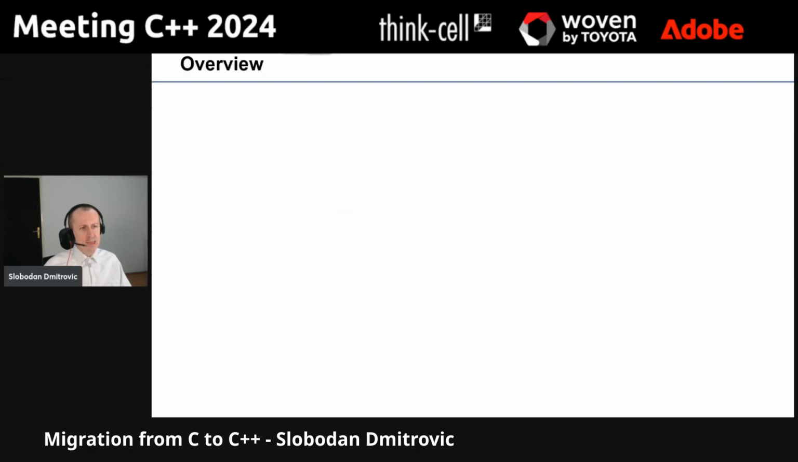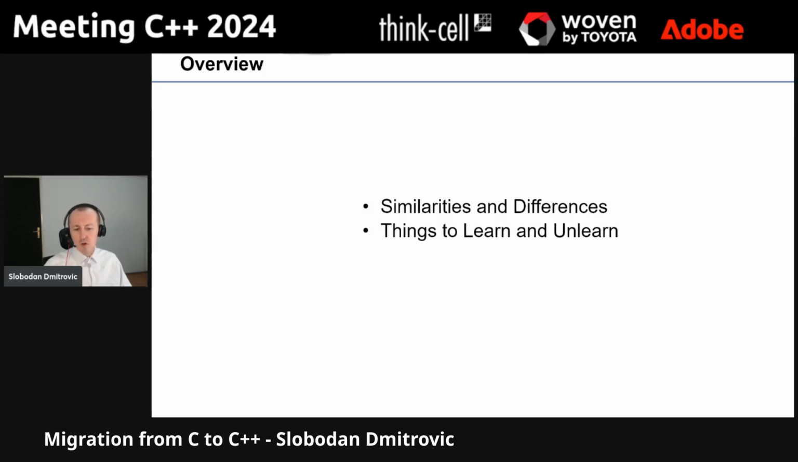Okay, so let's provide an overview of this talk. We will explore similarities and differences between two languages. We will also talk about things to learn and things to unlearn when moving from C to C++. And I will do my best to provide a couple of learning guidelines so that our transition from C to C++ is as smooth as possible, shall we say.